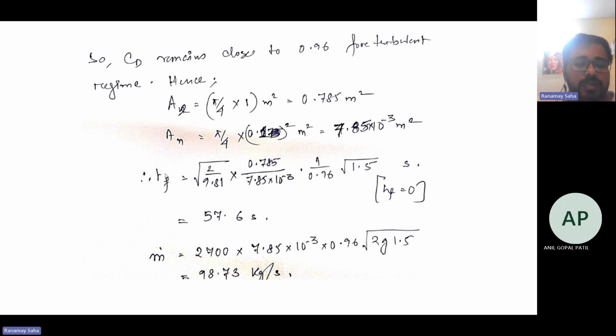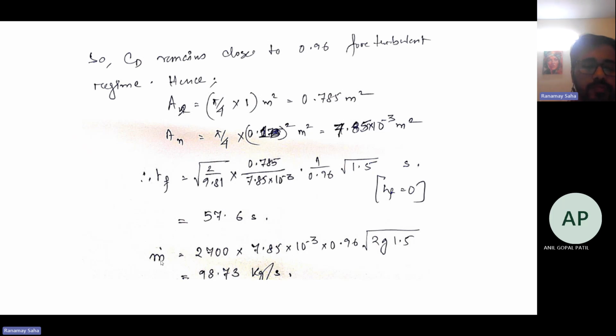So then comes the total filling time, TF, as per the equation which we derived through the integration. So it's square root of 2/g, multiplied by the area of the ladle to the area of the nozzle, by 1 by 0.96, which is actually the CD, multiplied by the square root of the height reached, which is 1.5. So it comes out to 57.6 seconds.